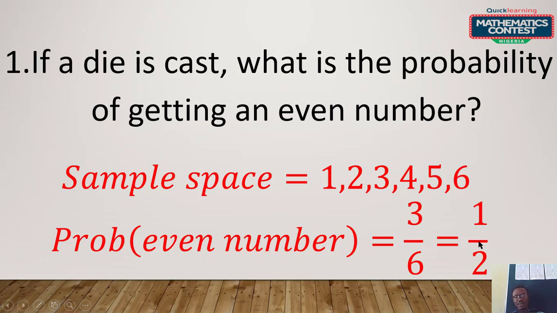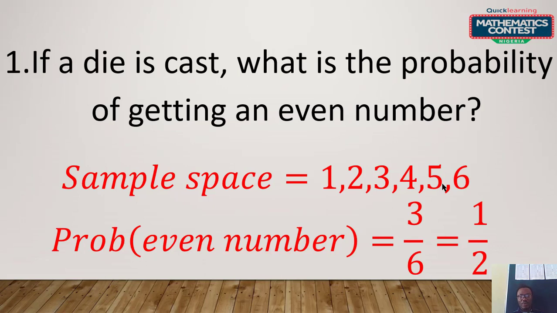We can take this to percentage or to decimal. Now, this also implies that you can be asked to get the probability of getting an odd number. The probability of getting an odd number will still be 3 over 6, because the odd numbers here are 1, 3, and 5. That is, we have 3 odd numbers here. So the 3 odd numbers divided by 6 is 1 over 2.